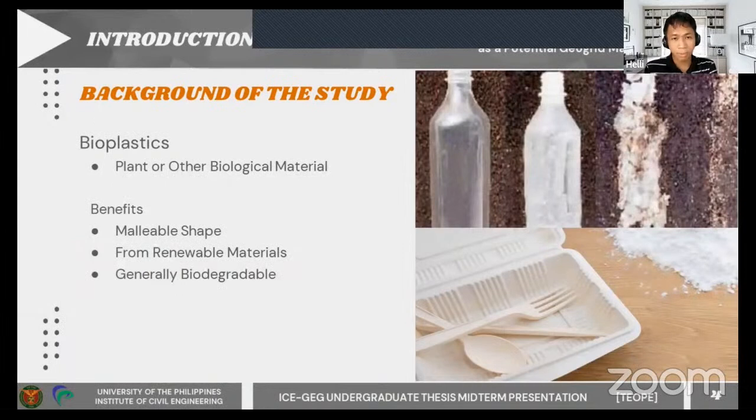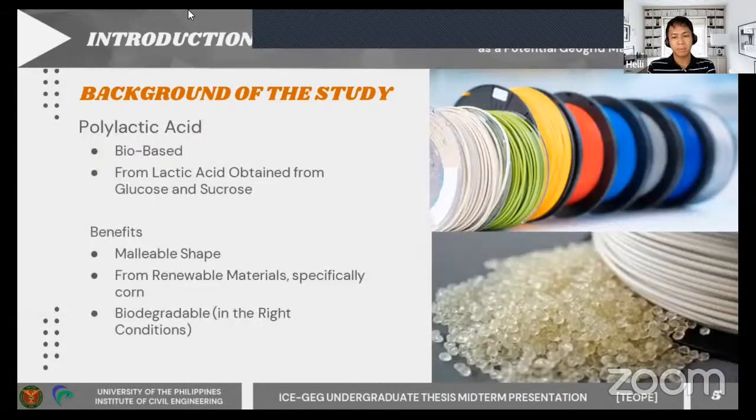These are bioplastics. They are material made of plant or other biological material and share the benefits of plastic, being malleable in shape. They are made from renewable materials and are generally biodegradable. One such material is polylactic acid, which is a bioplastic made from lactic acid obtained from glucose or sucrose. Throughout the recent years, this type of bioplastic has been rising in popularity, and this research aims to study whether they're a good alternative to other petroleum-based plastics for the use as a geogrid material.